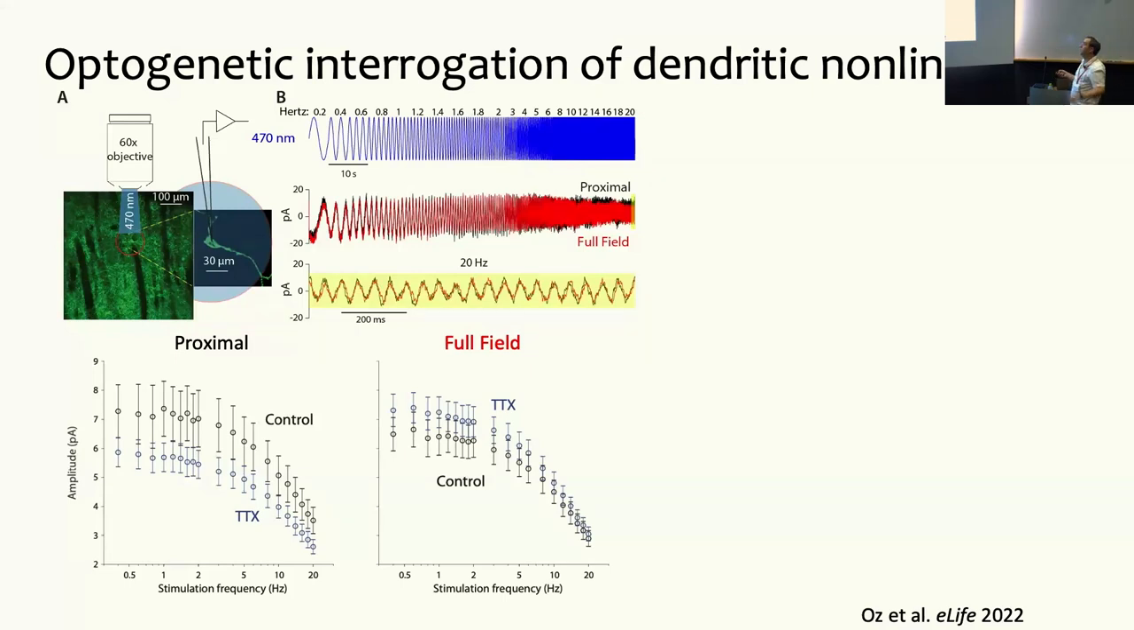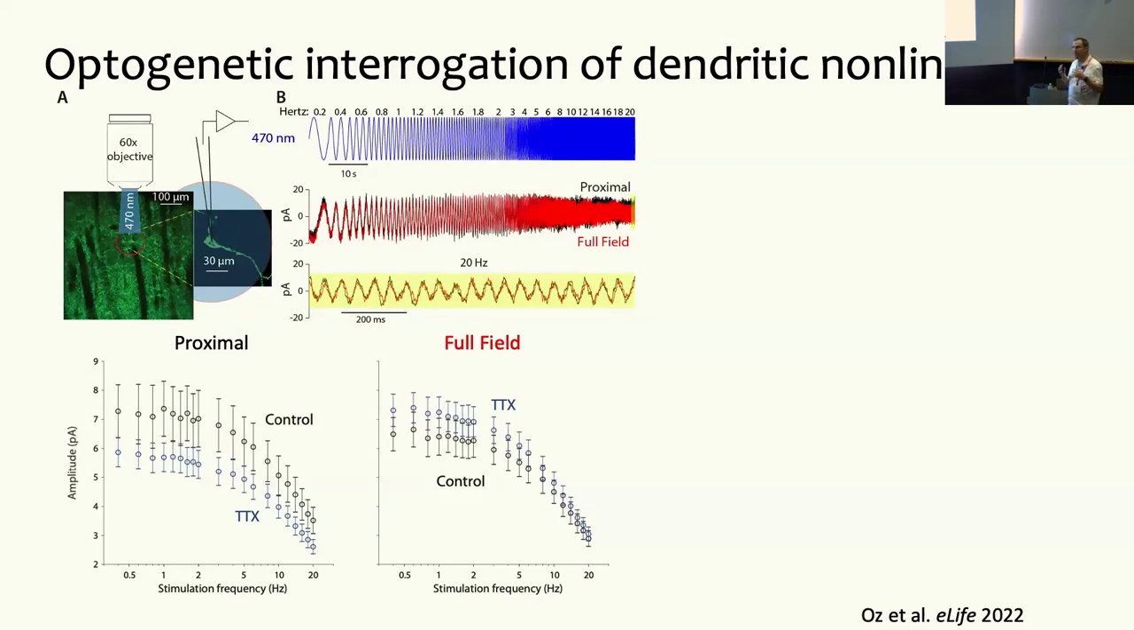We gave it a chirp of light. So we changed the light from 0 hertz to 20, and we can record the currents in the soma in voltage clamp, and we could fit the best curve in Fourier space and frequency space. And if it's interesting, you can go look at the paper. But here's an interesting experiment: we added TTX, which blocks sodium channels, and we calculate the proximal filter that represents the proximal illumination. You see that TTX reduces its amplitude, whereas you get either the opposite effect or no effect with the full field.